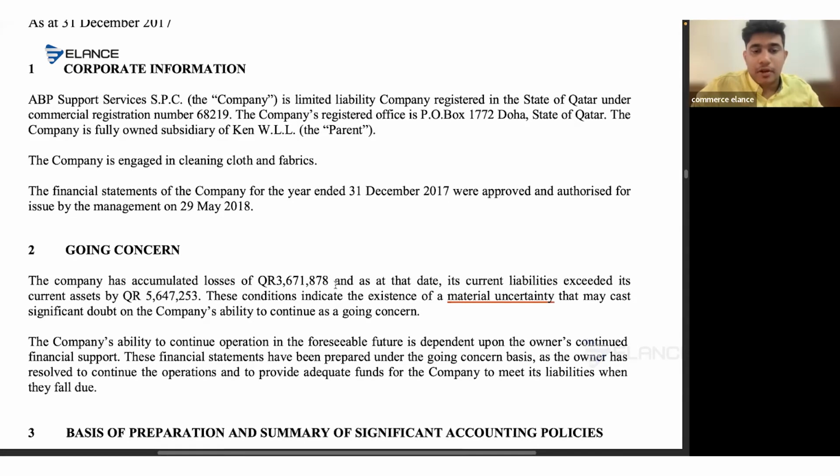See, the company has accumulated losses of 3.6 million as at that date. Its current liabilities exceed the current assets by QR 5.6 million. And this condition indicates there is a material uncertainty which may cast doubt on the entity's ability to continue as a going concern. The company's ability to continue in operation in the foreseeable future depends upon the owner's continued financial support. These financial statements have been prepared under the going concern basis as the owner has resolved to continue the operation and to provide adequate funds for the company to meet the liabilities when they fall due. So they have mentioned that the company has an uncertainty relating to going concern, but its operation is assumed to be a going concern as the owner is providing financial support. So they have to disclose it like this. Clear? Okay, sir.